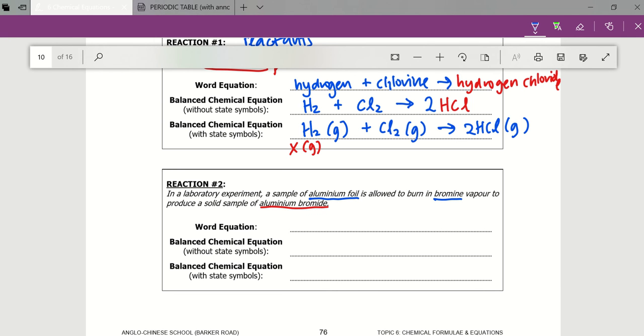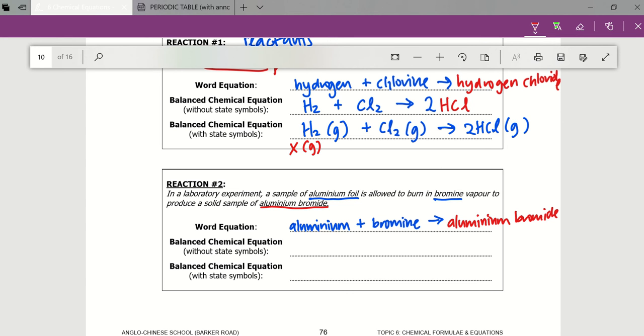So we have aluminum reacting with bromine and it produces aluminum bromide. Let me use the correct color. Okay, as we are writing this, please also fill it up in your theory book.